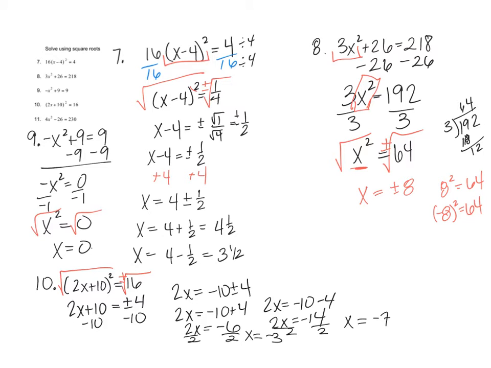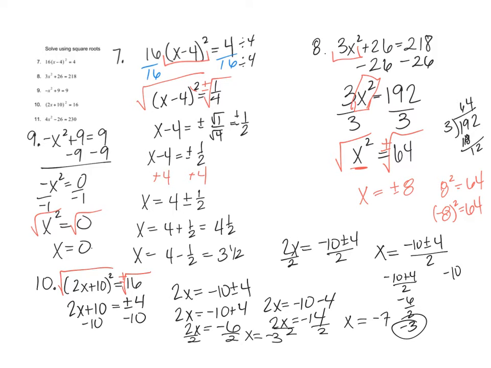Now another way to look at this is to see 2x equals negative 10 plus or minus 4, that we're going to divide by 2. And so x equals the negative 10 plus or minus 4 over 2, but we still have to actually do that, which would be negative 10 plus 4 divided by 2. That gives us the negative 6 divided by 2, which is negative 3. That answer we had already. Negative 10 minus 4 over 2 is negative 14 over 2, which is the negative 7, which we also got.